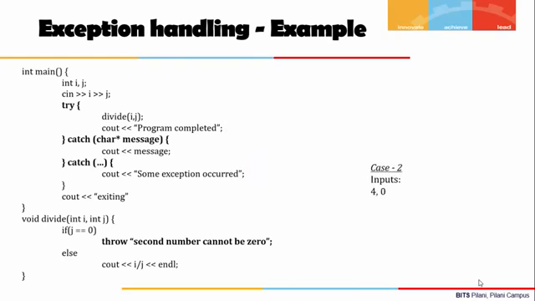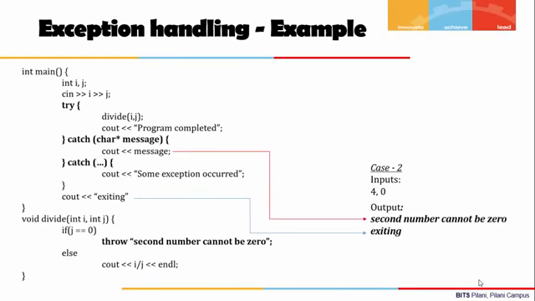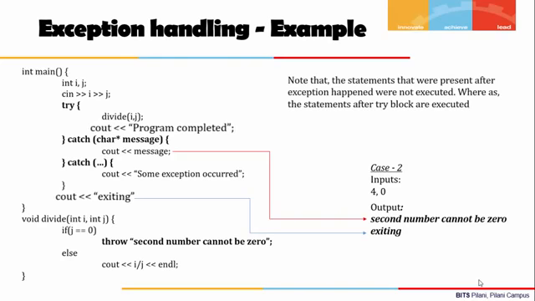Now another case where the input is 4, 0. It will go into throw, that is, second number cannot be 0, and an error will occur. So it will exit. Note that the statements that were present after the exception happened were not executed. Program completed is not printed, whereas the statements after the try blocks are executed. So this is how exception handling is done.